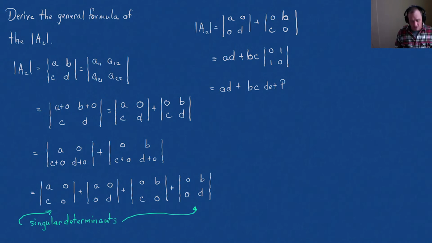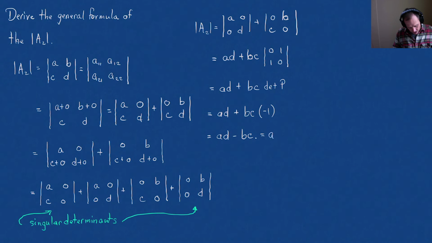Well, in the 2 by 2 case, the determinant we said is just -1. So this is A times D plus B times C times -1. In other words, this is A times D minus BC. And that is where that formula comes from. But let's write it one more step.